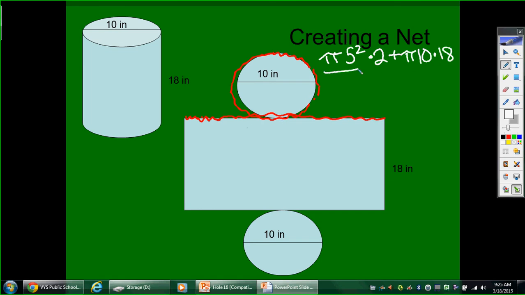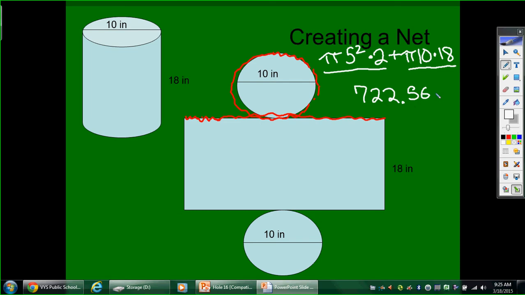So this gives me one circle, multiplied by 2 gives me the second circle, and the circumference gives me the length of the rectangle times the height. I can punch all of that in one run on my calculator. Pi times 5 squared times 2 plus pi times 10 times 18. The surface area of this shape would be 722.57, and that's a rounded number.